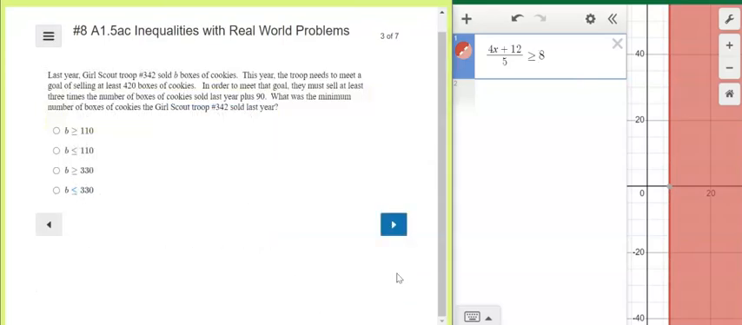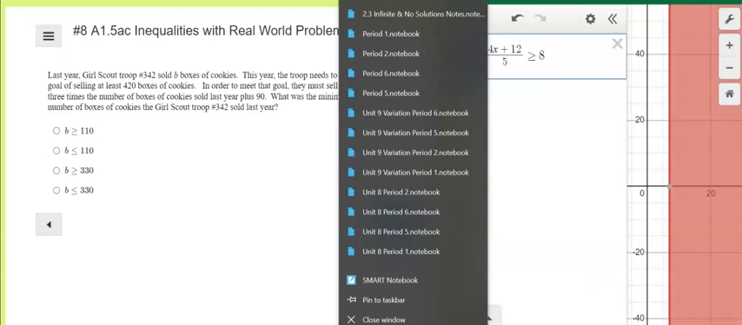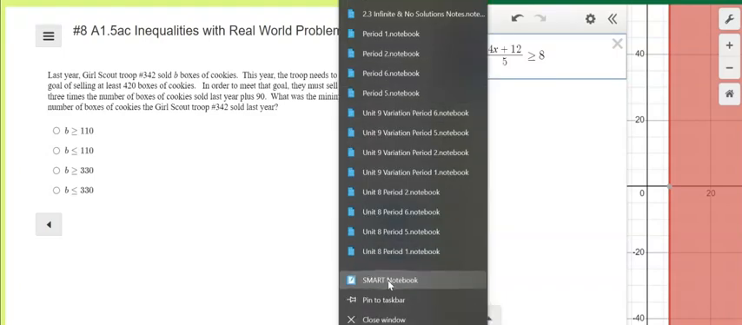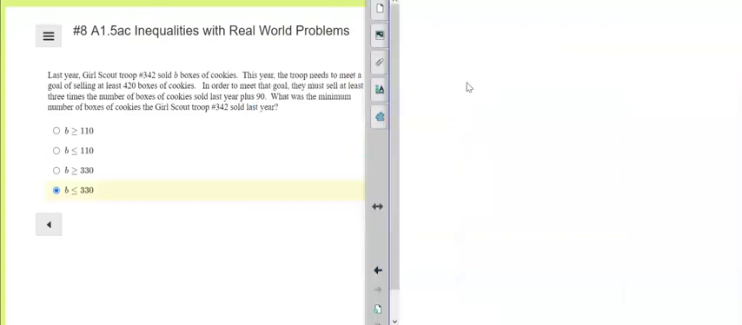All right, here's a word problem, guys. Last year, Girl Scout Troop 342 sold b boxes of cookies. This year the troop needs to meet a goal by selling at least 420 boxes of cookies. I probably need to write some of this down. So this year the troop needs to meet a goal of 420.